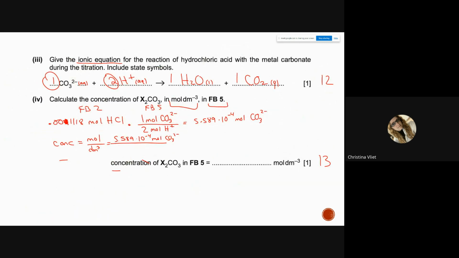So if my volume is 25 centimeters cubed, what's my dm cubed then? 0.025. And that's what we would put at the bottom here. Divide those two numbers, and we get 0.02236. And I've got mark 13. How many more marks did we say in this one? We've got 3 more marks.